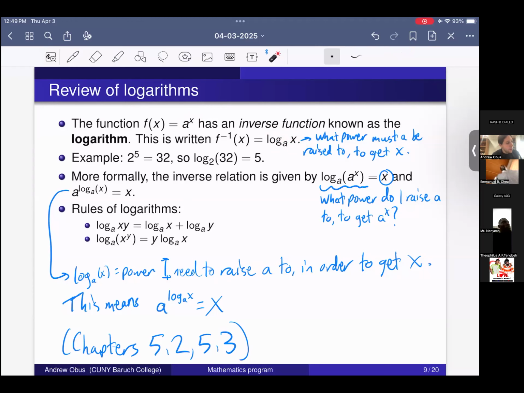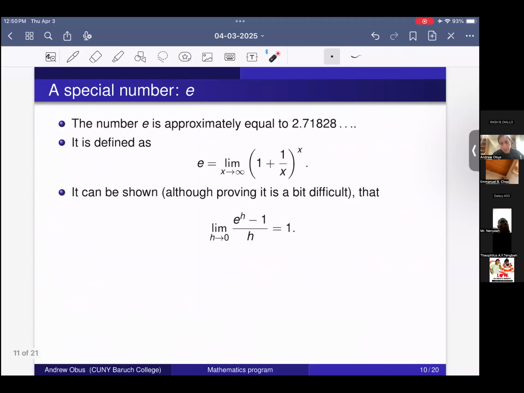Okay. And so now there's going to be a special number we're going to talk about, which is called e. So it's just a number. It's equal to about 2.71828, and so on. It's an irrational number, so the decimal expansion goes on forever. And one way that you can define it is by saying that e is the limit as x goes to infinity of (1 plus 1 over x) raised to the x.